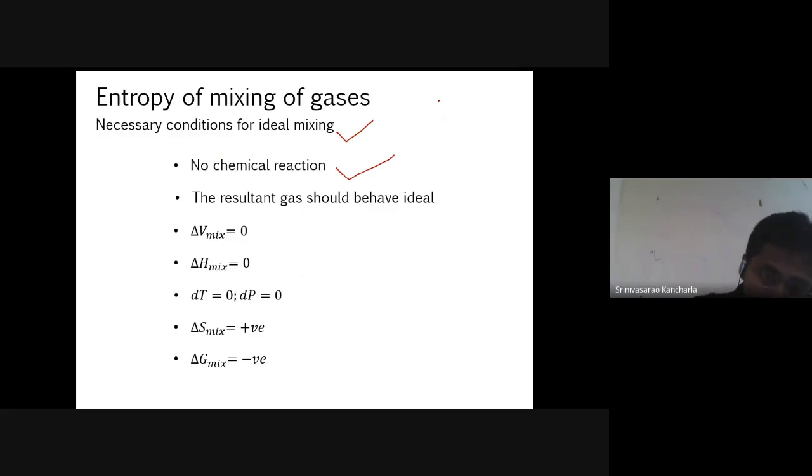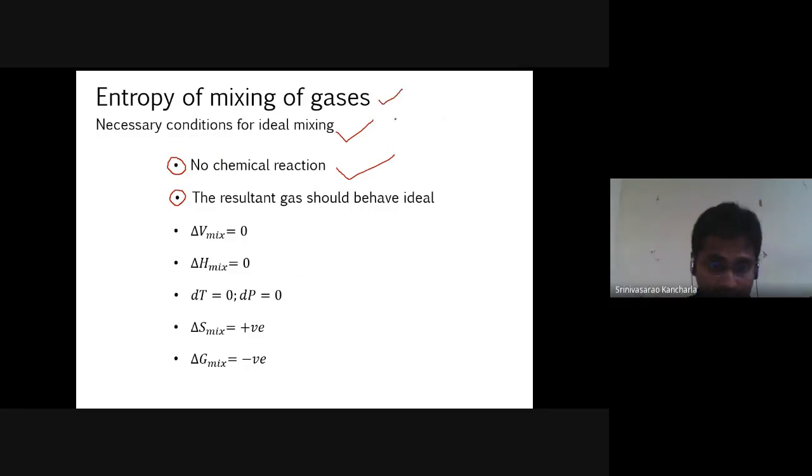So like that here, suppose if you mix nitrogen and helium or nitrogen and argon, they will not form any other product. So there, you should always look at the point that there is no chemical reaction and the resultant gas is ideal, then only we can apply the formula that we practiced yesterday.